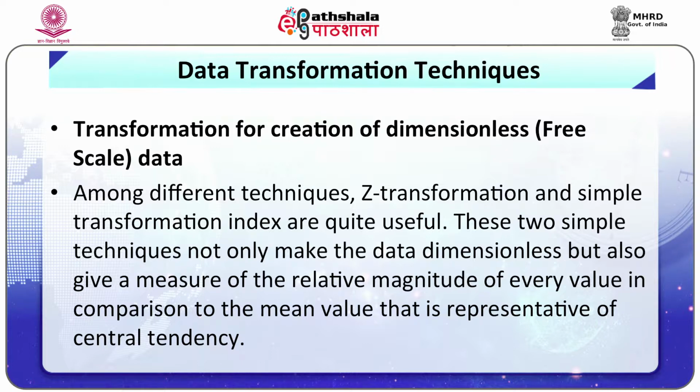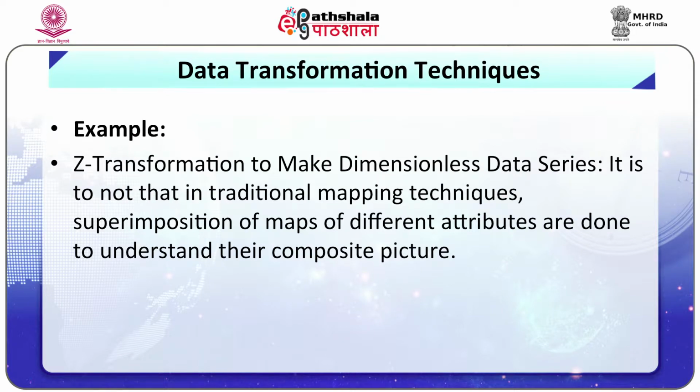These two simple techniques not only make the data dimensionless, but also give a measure of the relative magnitude of every value in comparison to the mean value, that is representative of central tendency. This transformation finally helps in data aggregation for computation of composite score. The following are examples to understand procedure and utility of these techniques. Example 1, Z transformation to make dimensionless data series.